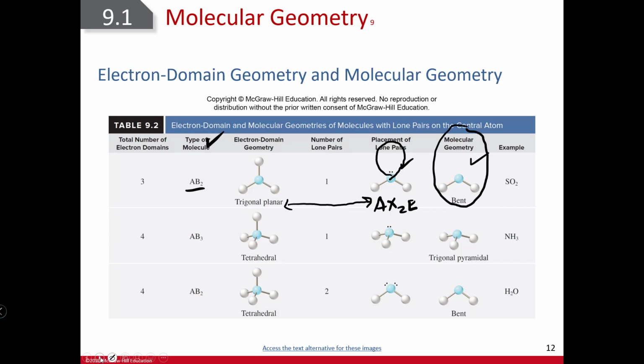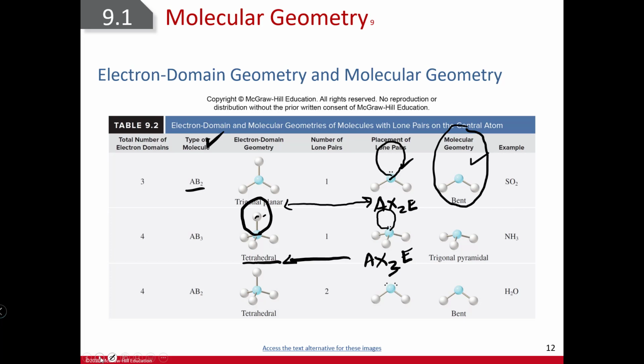This one here, I would classify as AX3E. So there's a total of four things coming off the central atom. There's the three bonds, and then there's a lone pair here, and I'm just going to put a balloon there. So the electron domain geometry is tetrahedral. If you have four things coming off the central atom, the geometry is tetrahedral. But the lone pair is invisible up here.